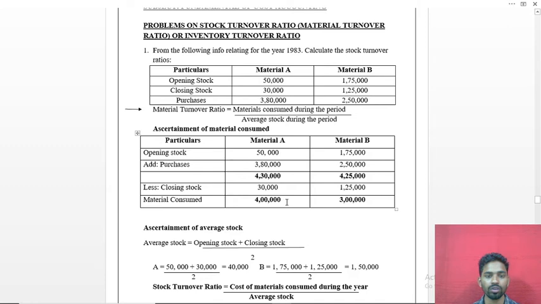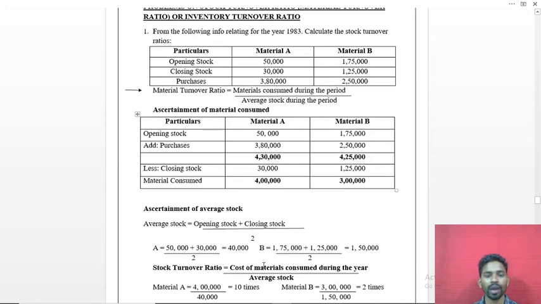So this is the material consumed. Material consumed for material A is 4 lakh, and for material B it's 3 lakh. Now you know how to calculate the material consumed: opening stock plus purchases minus closing stock, you will get the material consumed.